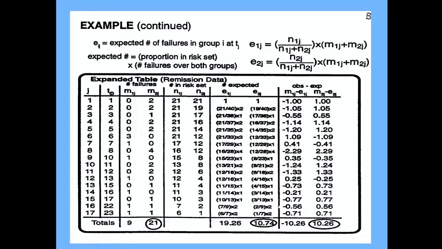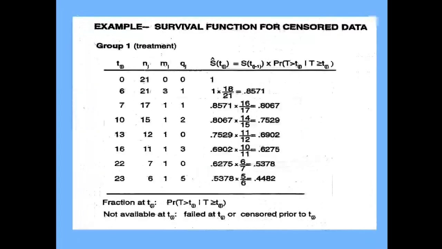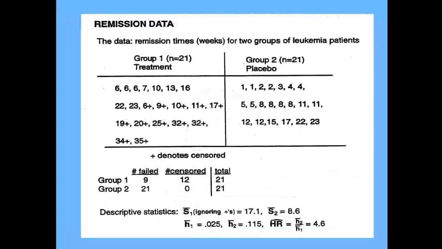For example, if I go back to the original data here, what's the largest failure time? What's the largest time at which somebody failed? Not the largest censored time, the largest failure time. 23, right? And there's somebody in each group that failed at 23, right? Somebody failed at 22 in each group. And then in group 2, somebody failed at 17, but nobody failed at 17 in group 1, but somebody failed at 16. See that?